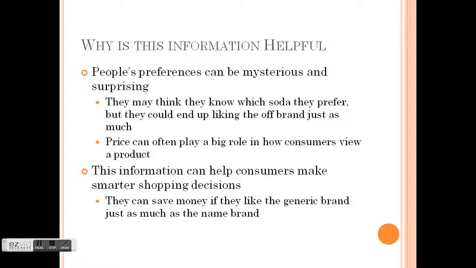Price can often play a big role in how consumers view a product. Many people think that if a product has a higher price, then it is a better product. This can play into why many people like name brands better than off-brands. The information we gather can help consumers make smarter shopping decisions. Consumers can save money if they like the generic brand of soda just as much as the name brand.